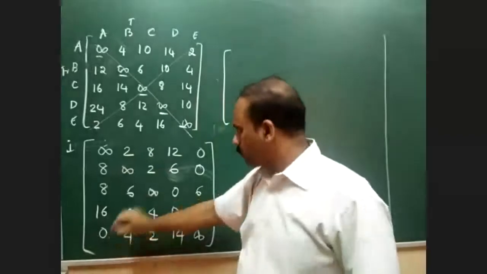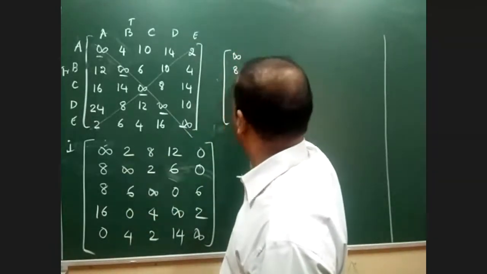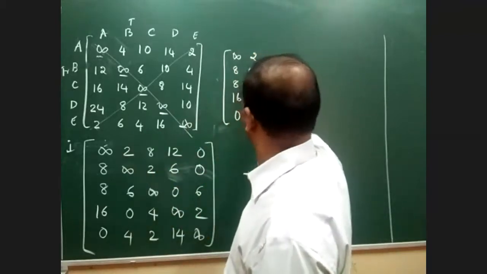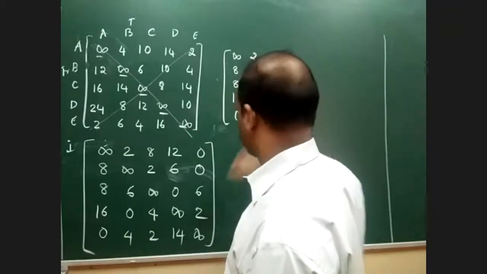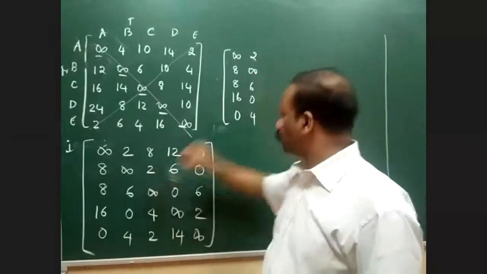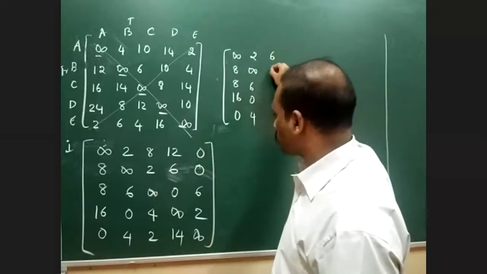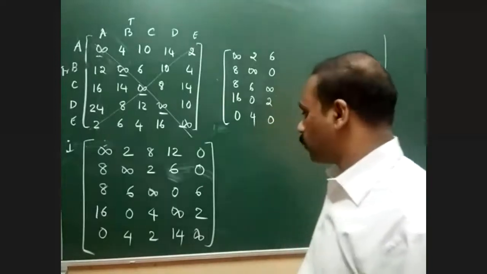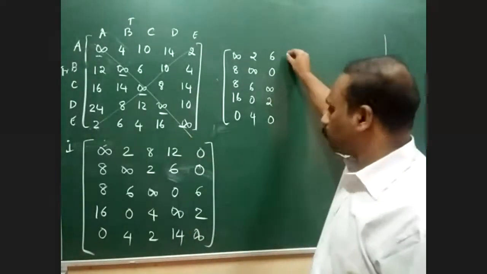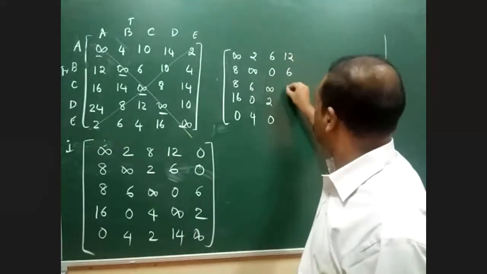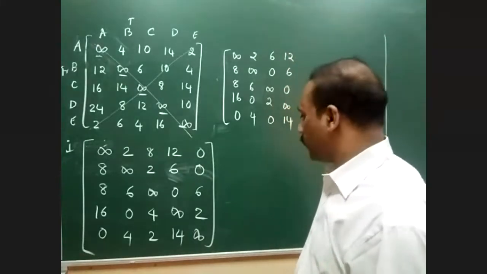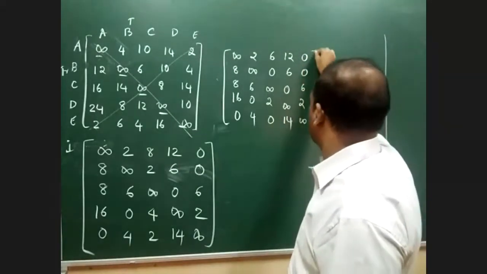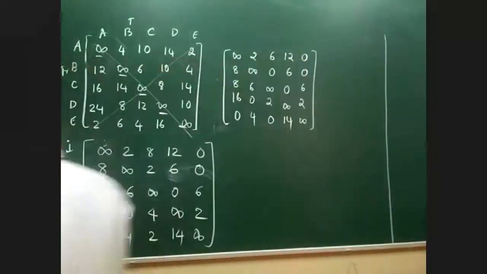First column, the lowest value is 0, so no changes: infinity, 8, 8, 16, 0. Second column, 0 is there, so no changes: 2, infinity, 6, 0, 4. Third column, the lowest value is 2, so this becomes 6, 0, infinity, 2 and 0. Fourth column, again 0 is there, so no changes: 12, 6, 0, infinity and 14. The last column also will not change because 0 is there: 6, 2 and infinity. Now we have the second matrix after the column subtraction.